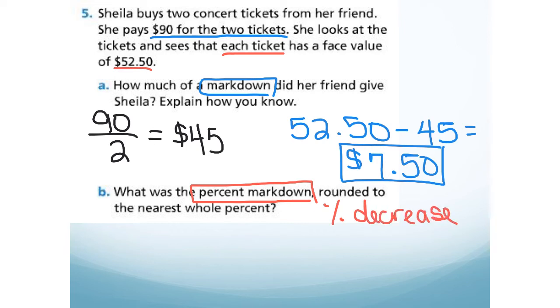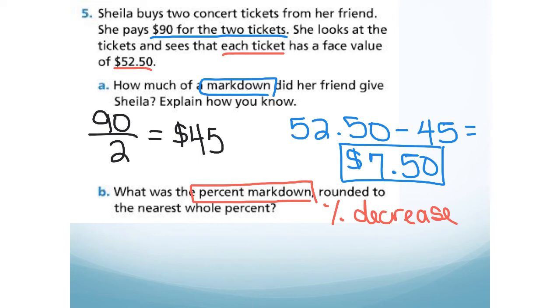To find that, we're going to take the change over the original price. And I'm going to do this one using the equation that we've talked about a little bit in class, along with the proportions, so that we have a little familiarity with both. But you're welcome to do either way.